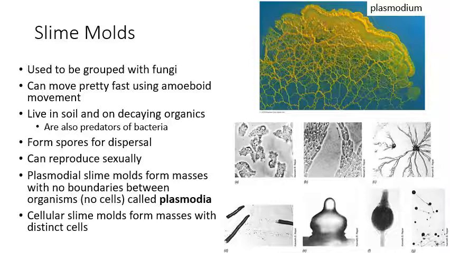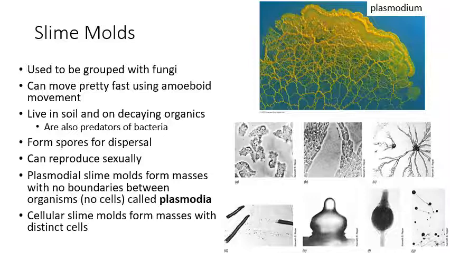When they're ready to reproduce, which they are actually able to do sexually, whether they're reproducing sexually or asexually, they're going to form spores that would then be dispersed farther afield in the environment.